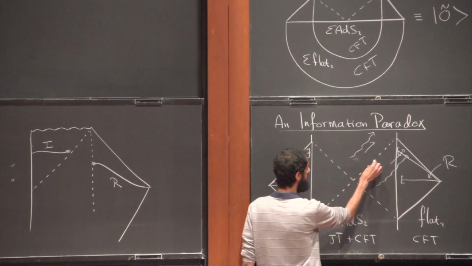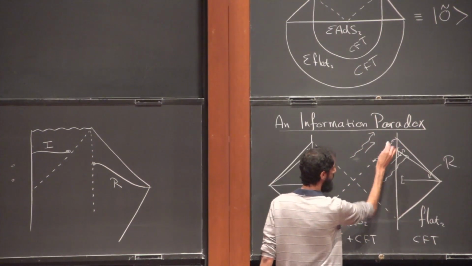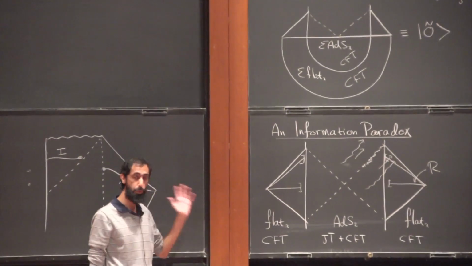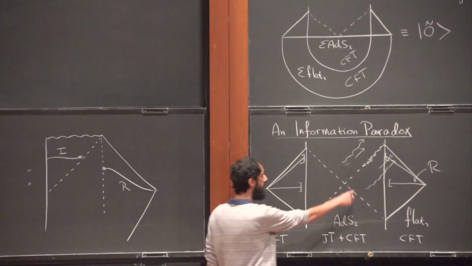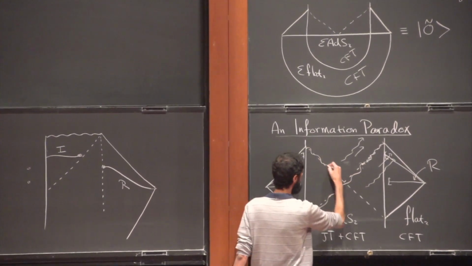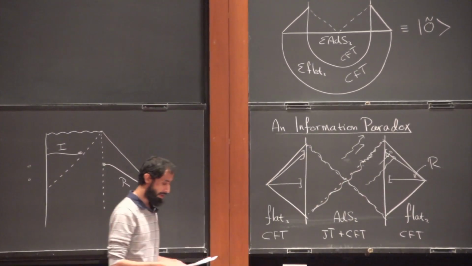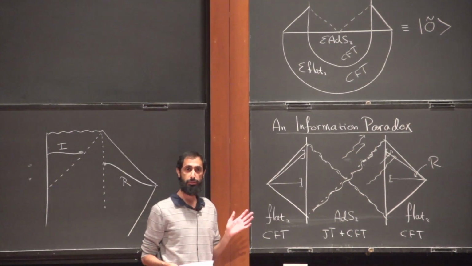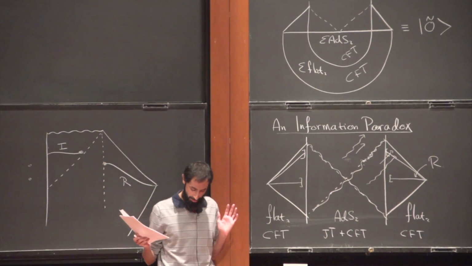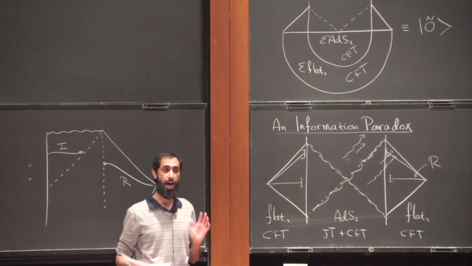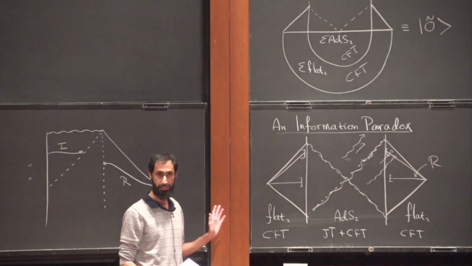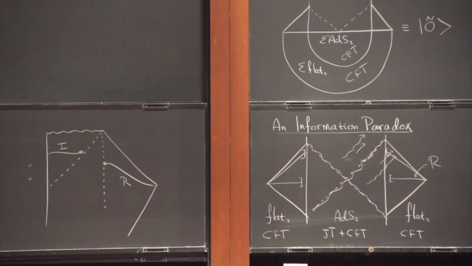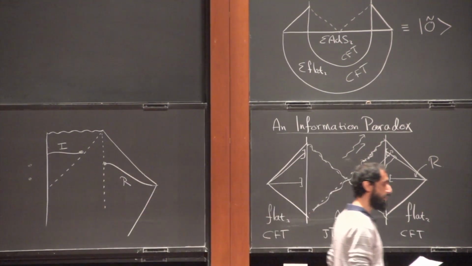So if you break this entanglement, you generate a firewall at the horizon. But this is absurd, because this is the eternal black hole. There's a boost symmetry. If there's a firewall here, there's a firewall everywhere. To me, this was sort of the final blow for firewalls, because I love the eternal black hole too much to believe this. But the island formula saves the day.